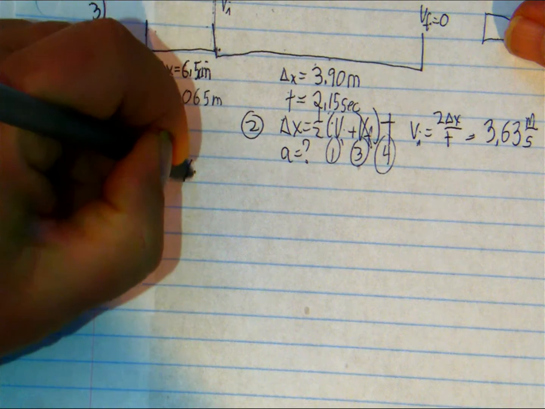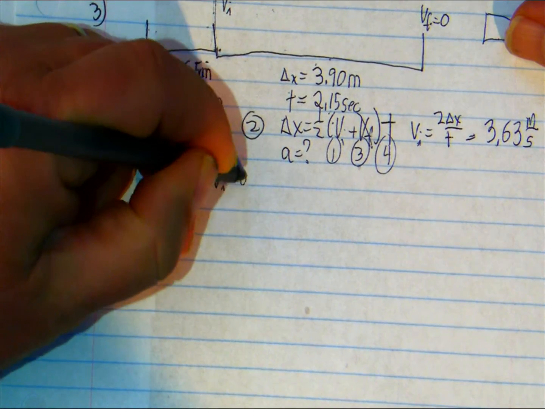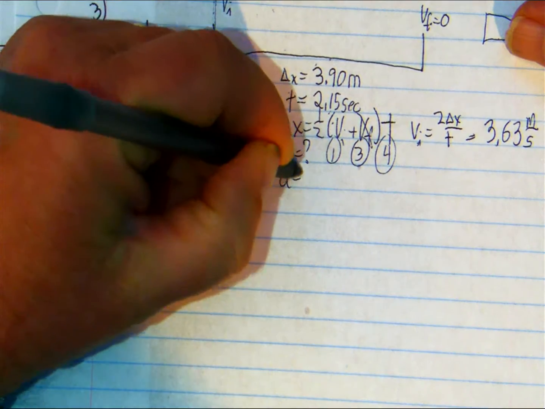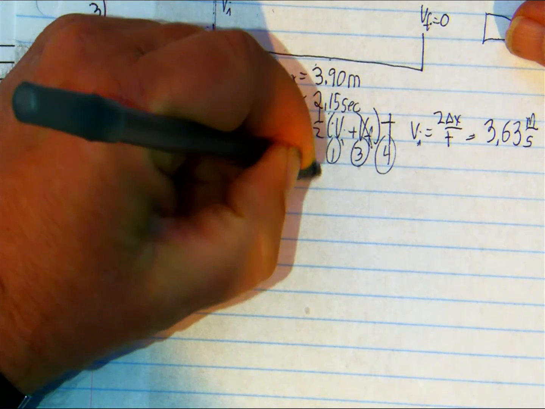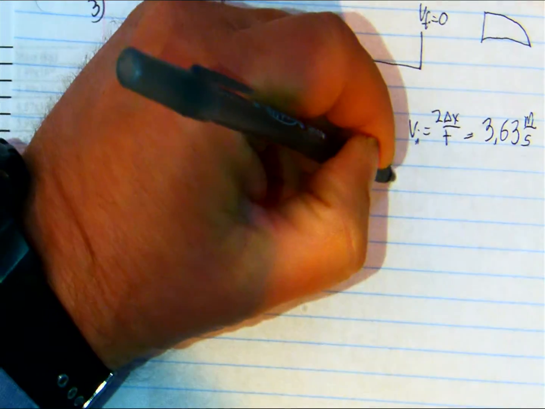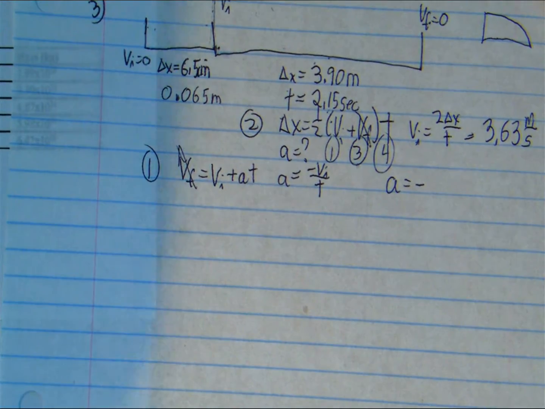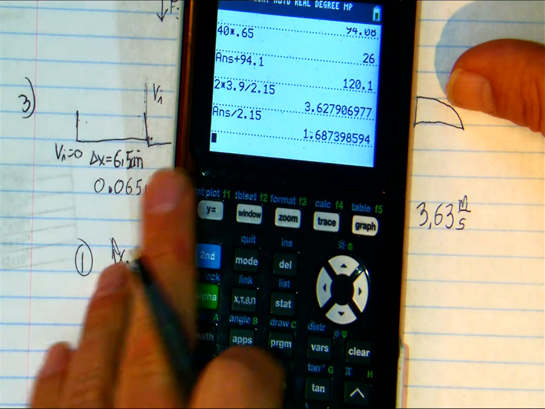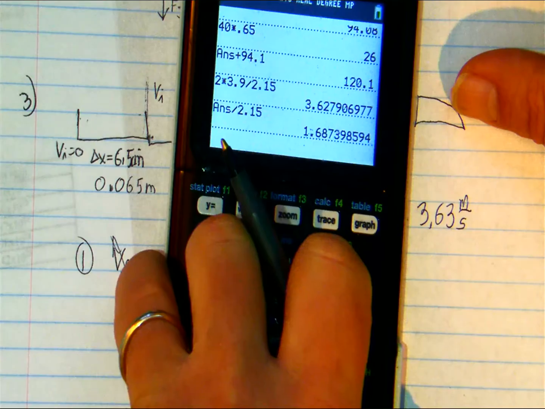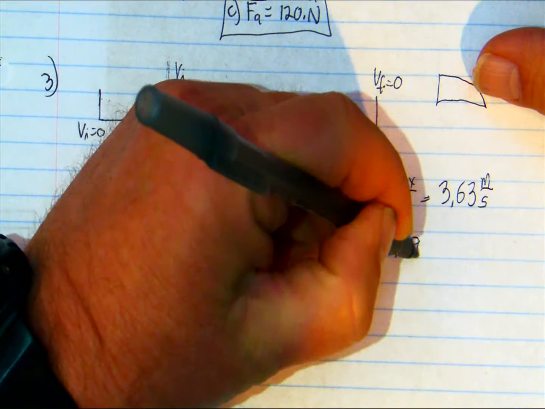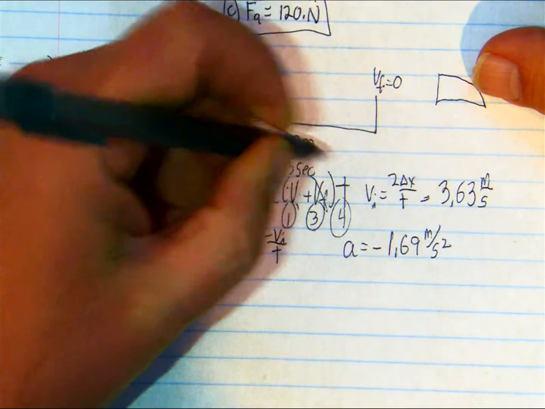And equation 1 says the final velocity is equal to the initial velocity plus the acceleration times time. The final velocity is 0. Rearranging for the acceleration, it's going to be the negative of the initial velocity divided by the time it took. And I'm just doing this at ludicrous speed. So on my calculator, I go 3.63 divided by 2.15, enter. I didn't re-enter the values, so here it is. I'm going to round off afterwards and say this is negative 1.69 meters per second squared.